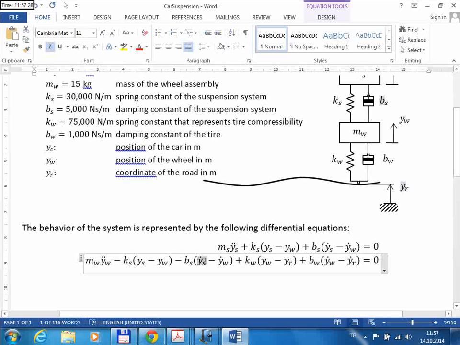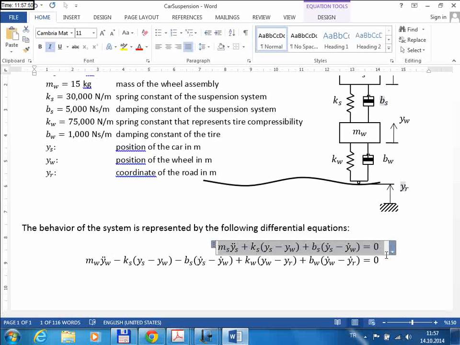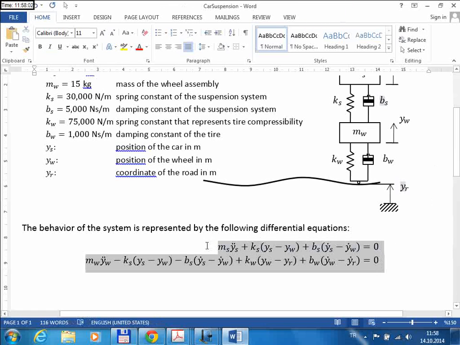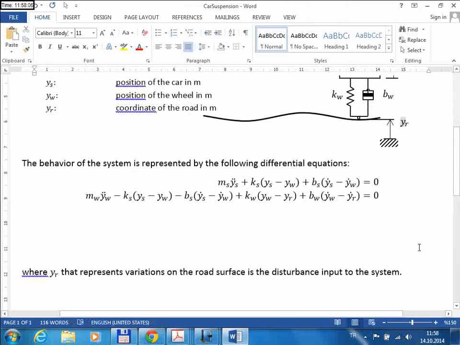So that means we cannot solve these equations independently. It's not like you solve this equation first and then you solve the second equation. You have to solve these two equations at the same time, simultaneously. Because the motion of these two masses are connected. So when one of them moves, the other one gets affected by the motion of the first one. And that means we have a coupled system, and the equations need to be solved simultaneously.